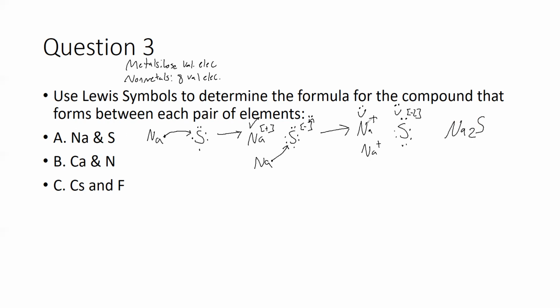Na2S because it takes 2 sodiums to give sulfur a full octet, right? Because sodium only gives 1 electron at a time, and sulfur needs 2 electrons to get that full octet. So we need 2 sodiums. So that's the gist here.